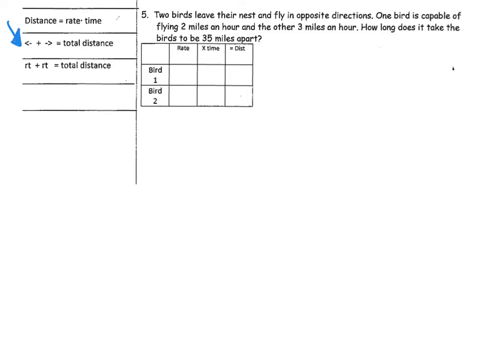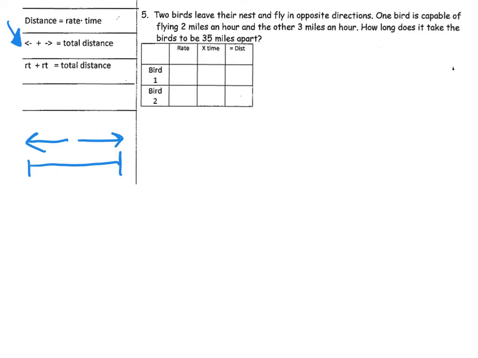If I have 2 cars driving, 2 planes flying, 2 birds, 2 people walking away from each other, that would mean one goes that way, one goes that way, and then I want to know at the end the total that they are apart. Okay, that's what's happening here.